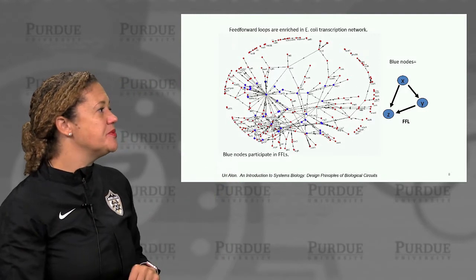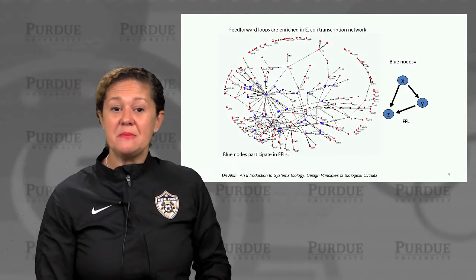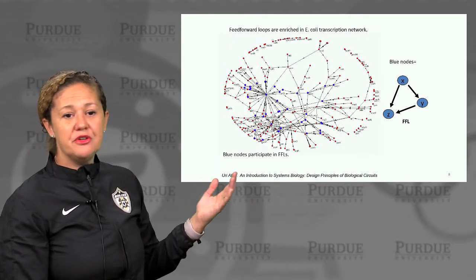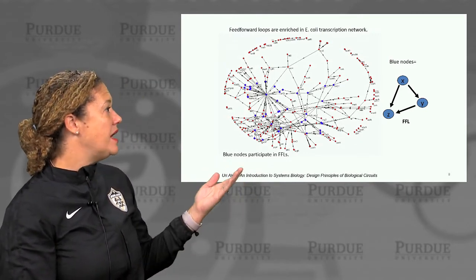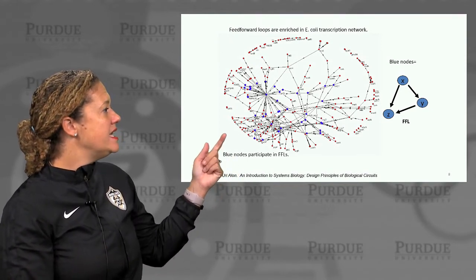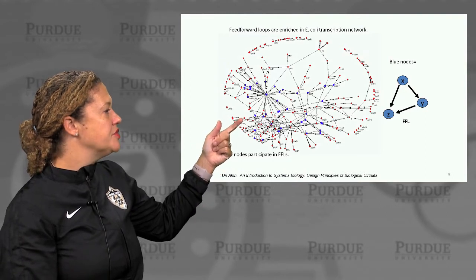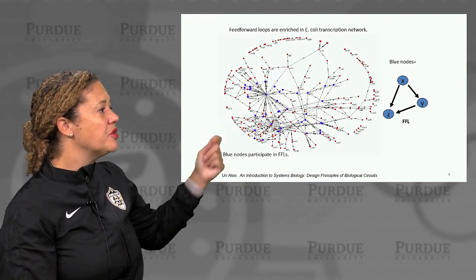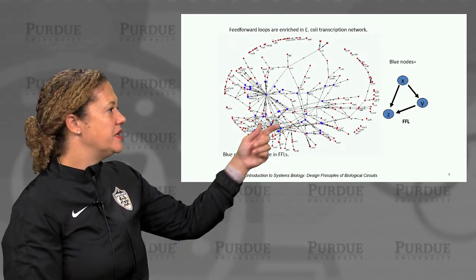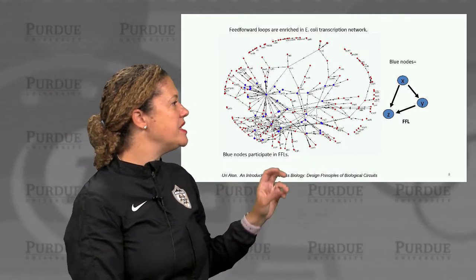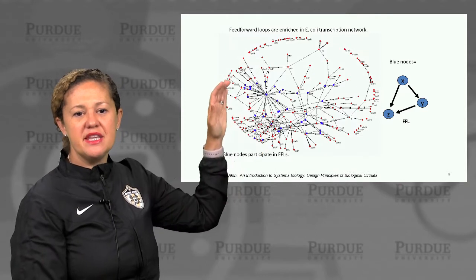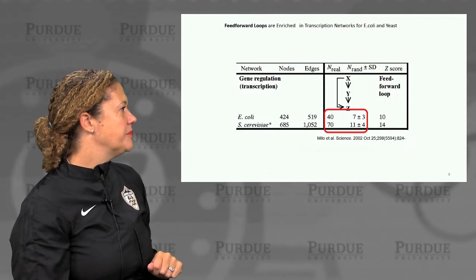So feed-forward loops are enriched in E. coli transcription networks. Here is a partial transcription network built from databases of protein transcription factor network interactions in E. coli. And here now, the blue nodes are highlighted in blue in order to indicate their participation in feed-forward loops. So again, here's our feed-forward loop in blue, and we can see now all of these feed-forward loops that can be found within this highly connected network.